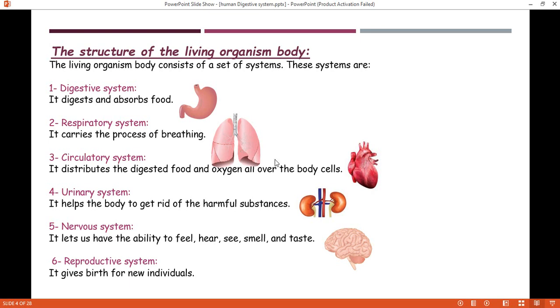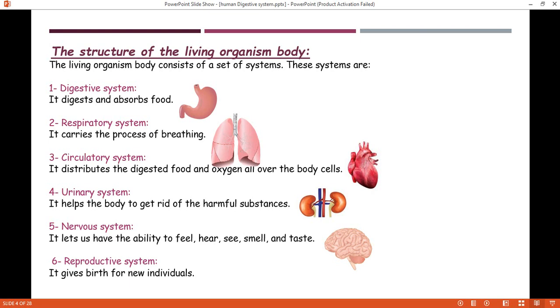Excellent. And here I can see the heart. So the heart is the main organ of the circulatory system. What is the function for it? It distributes the digested food and oxygen all over the body. Distributes means transfer. All the digested food, which is the nutrients, and oxygen, all over the body.